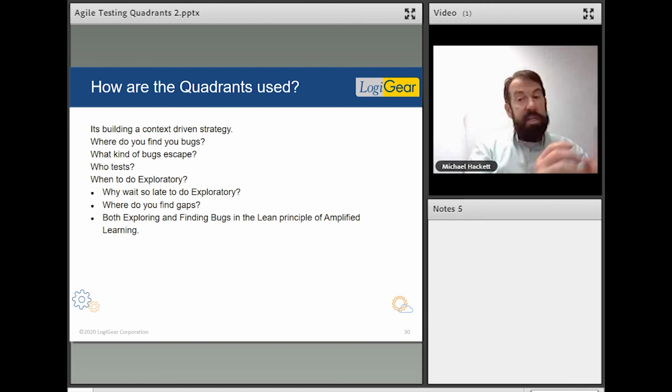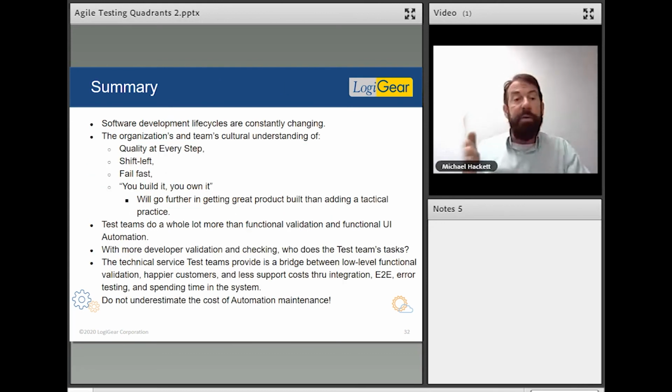How does it work under this condition? How does it work under that condition? How does it work on this device? Different than how it works on that device. I'm learning and finding bugs. Who does that bug finding? Who does that learning about how the system works, and where are we going to fit that into these quadrants? Exploratory testing is essential. Finding bugs is essential.